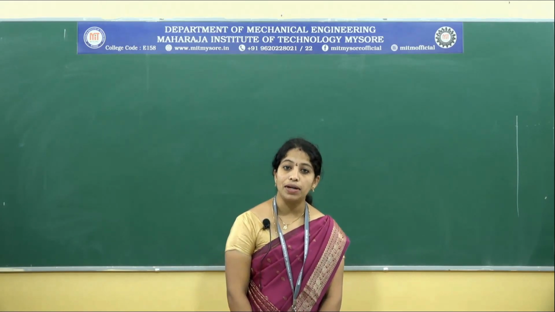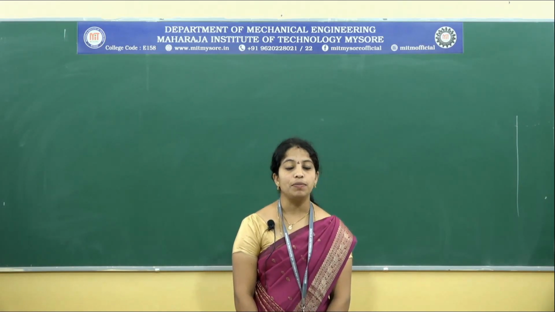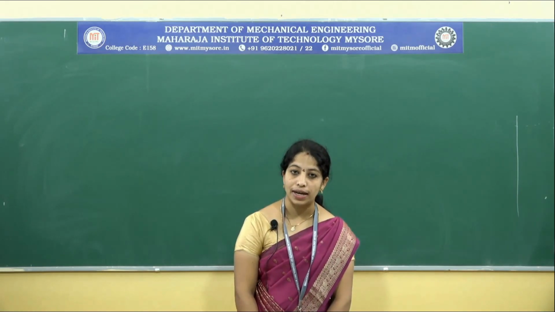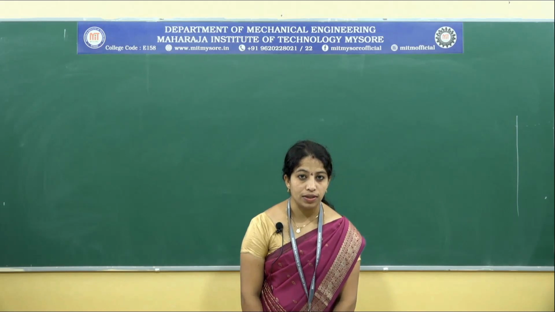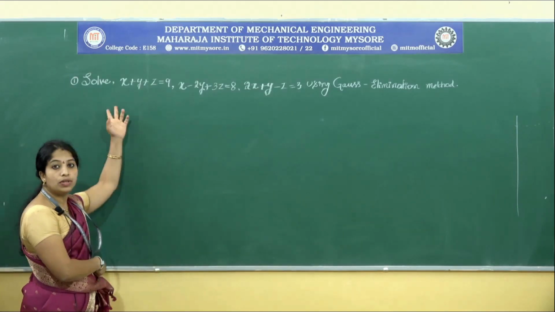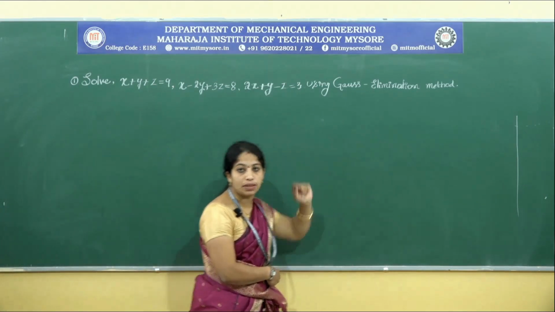Now what is the diagonal matrix? Diagonal matrix means in a square matrix, except the principal diagonal elements, if all other elements are zeros, then it is called as diagonal matrix. Now let's solve few problems. Now see the first problem. We are supposed to solve this system of equations by using Gauss elimination method.